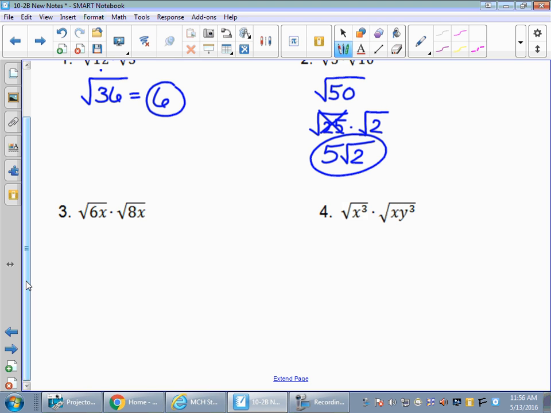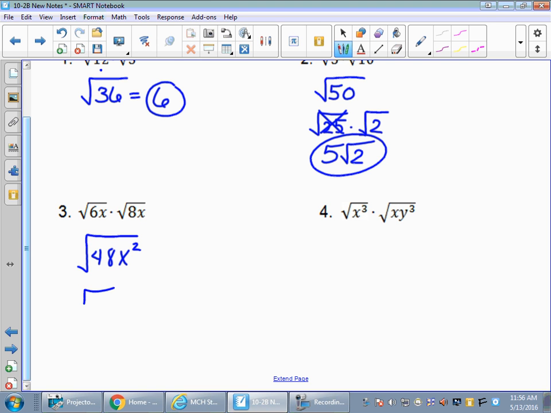Number 3, I'm going to multiply the numbers together and then multiply the variables together. So in number 3, I get the square root of 48x squared. 6 times 8 is 48. x times x is x squared. 48 is not perfect. However, it has a perfect living inside it. And the perfect living inside it is 16.